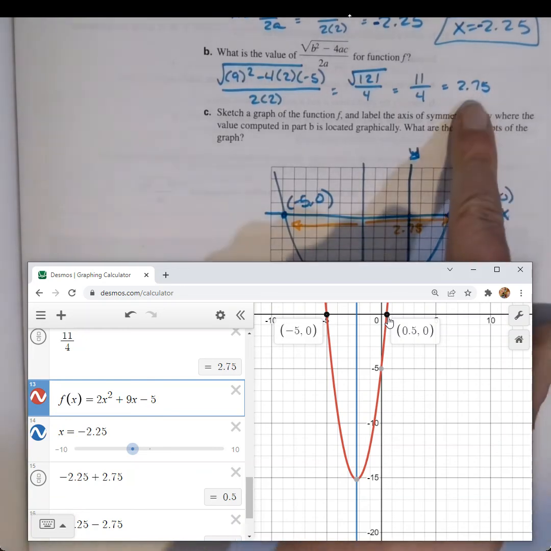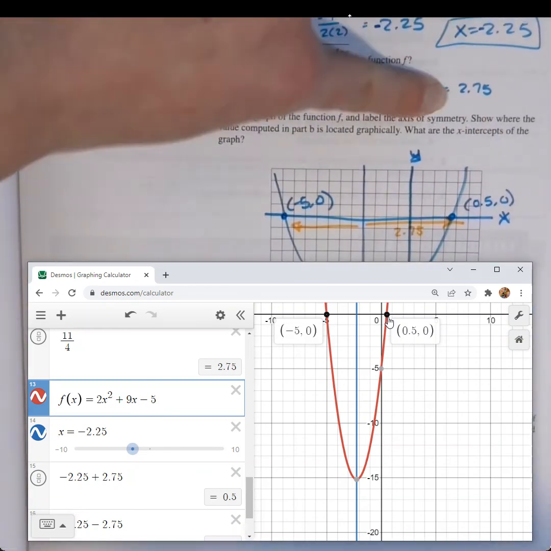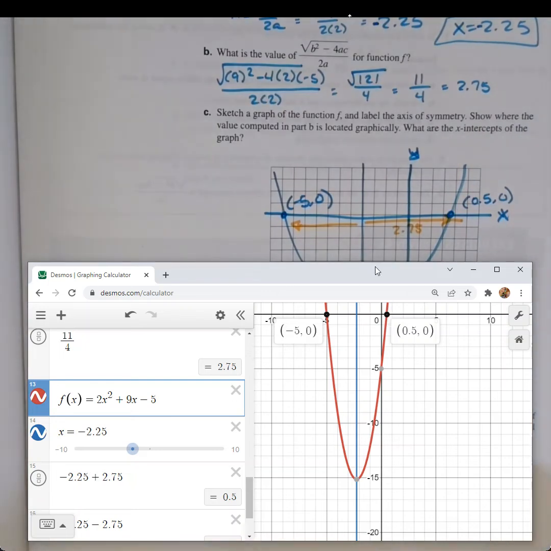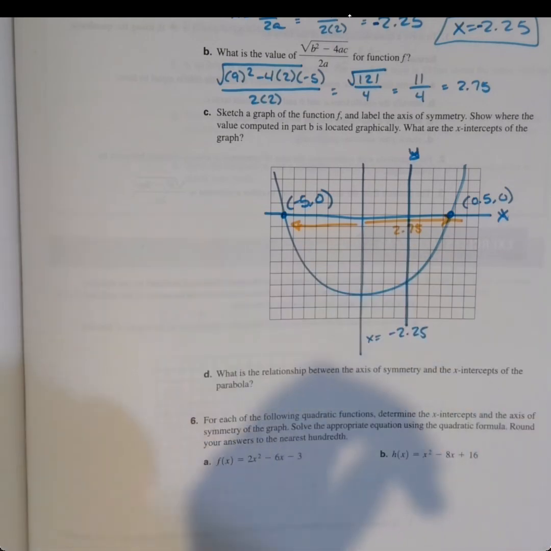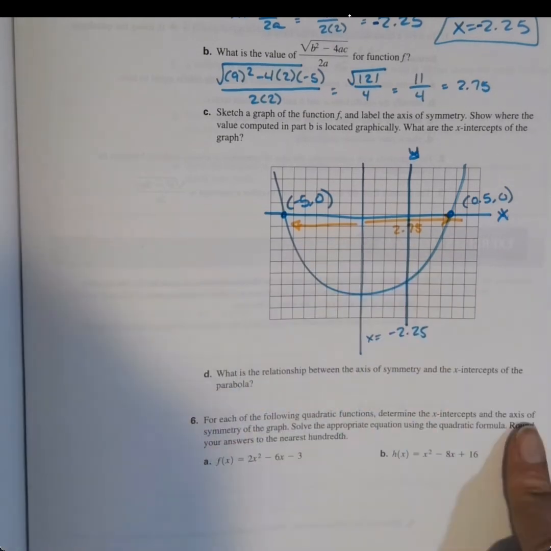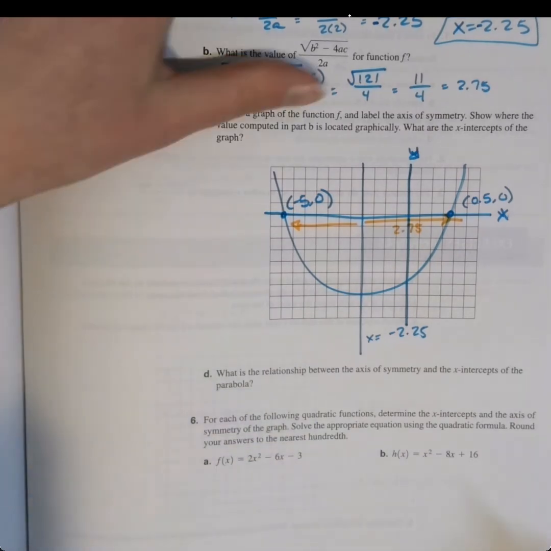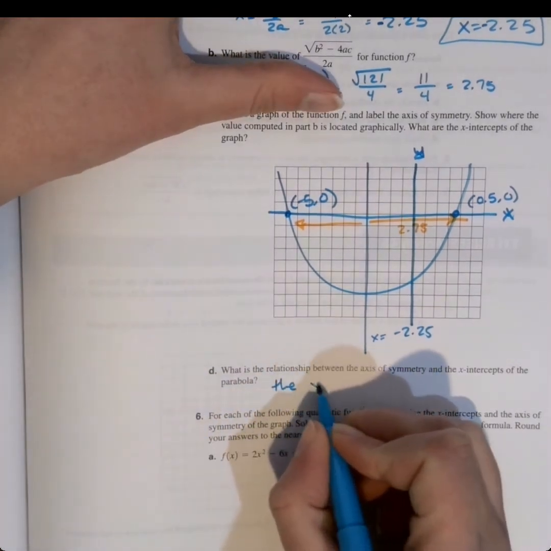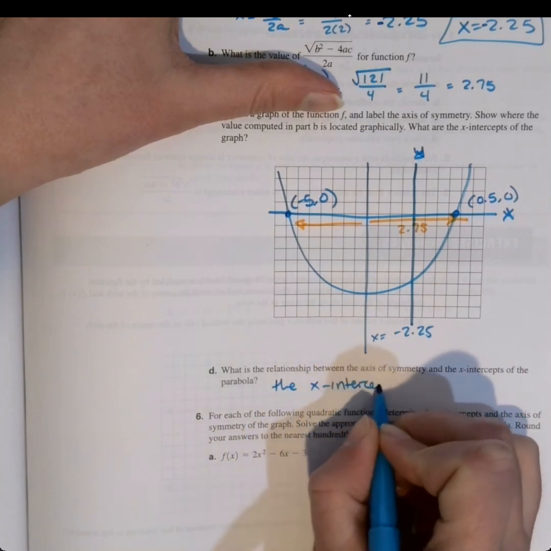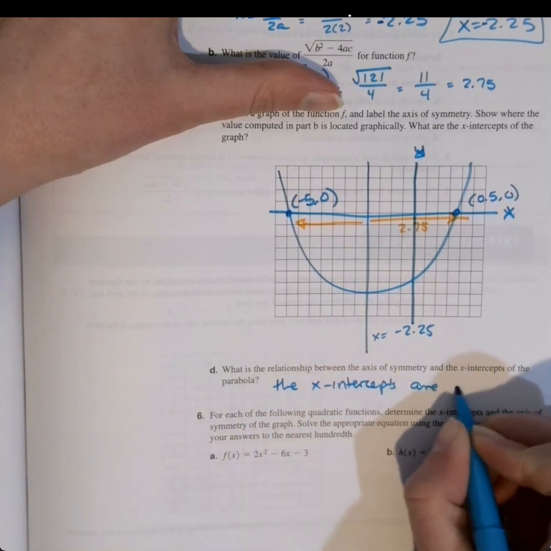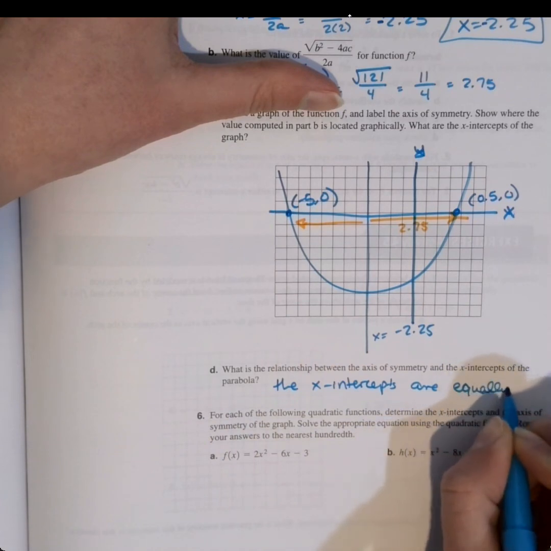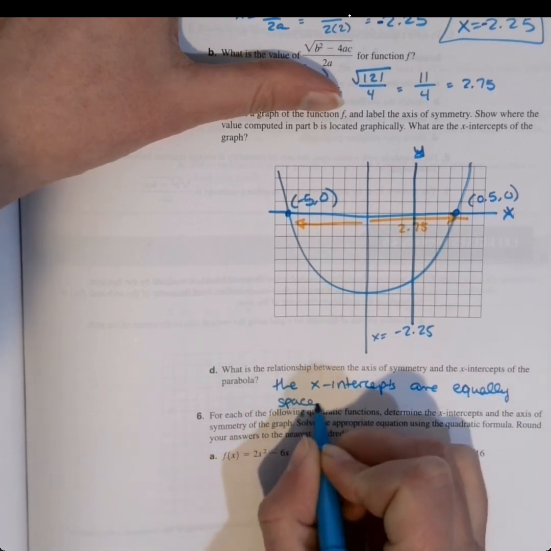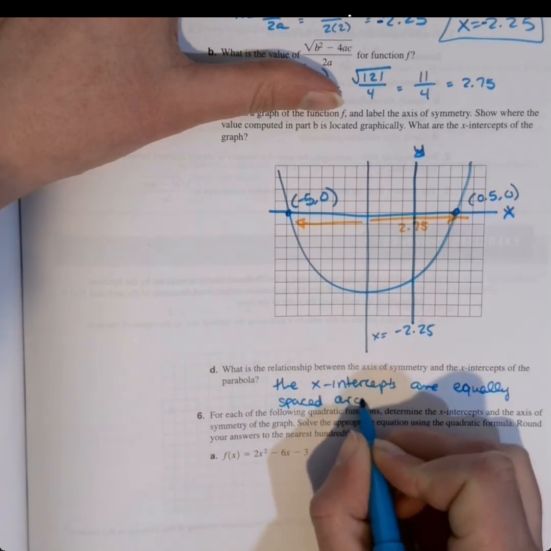So this is the distance away from the axis of symmetry that you need to go in both directions to find your x-intercepts. Just a different way of thinking about it. Sometimes those things are useful in terms of visualizing the graph. Okay, so what is the relationship between the axis of symmetry and the x-intercepts of the problem? So the x-intercepts are equally spaced around the axis of symmetry.